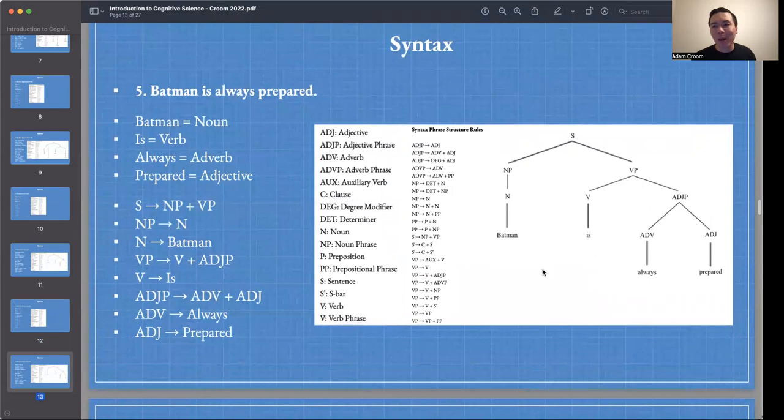So Batman is always prepared. This is how we diagram that sentence, okay? And the rules are provided for you right here, okay? And for all my students in the course, go ahead and look in the file section. I've provided the slides for you so you can take your time and work through these as slowly as you like.